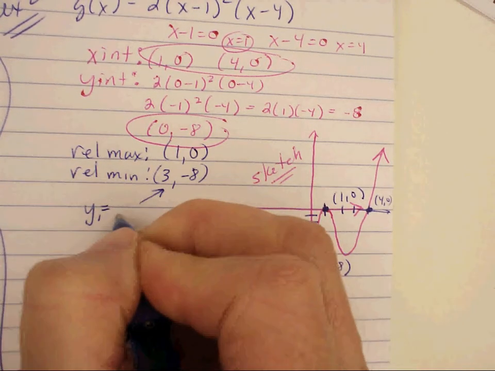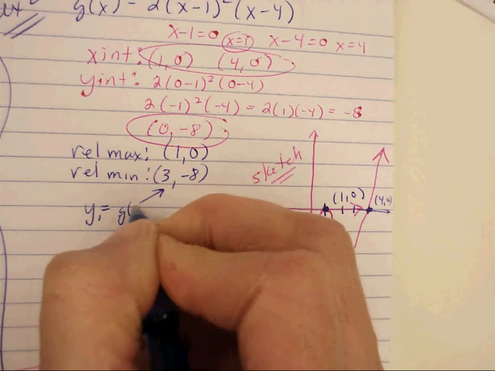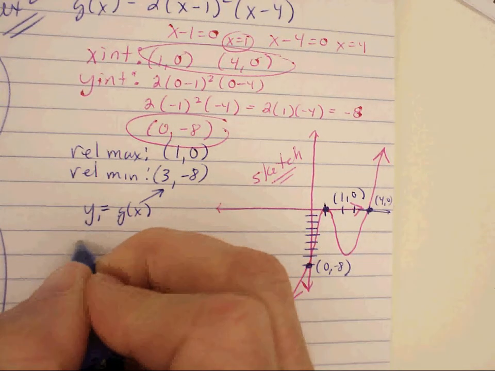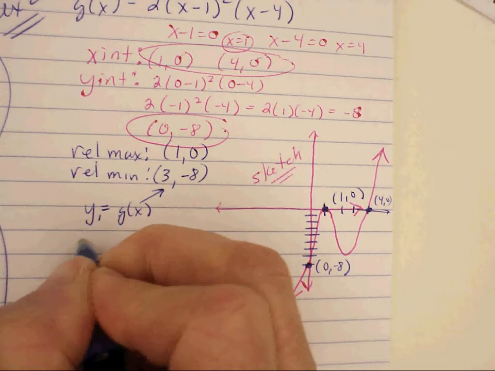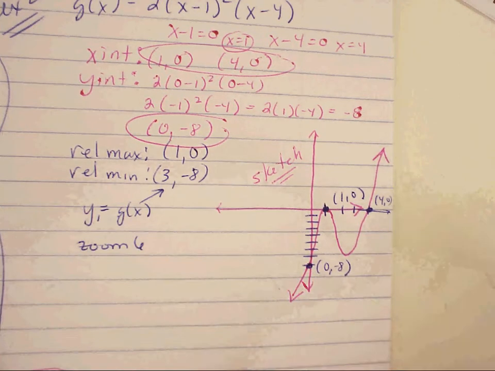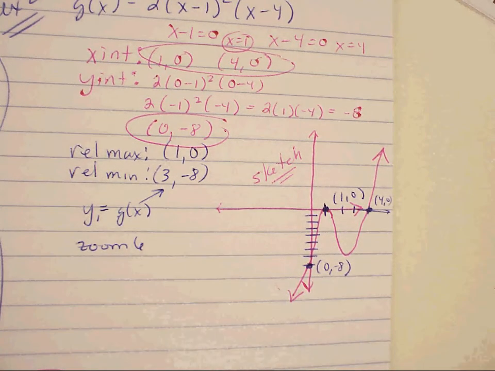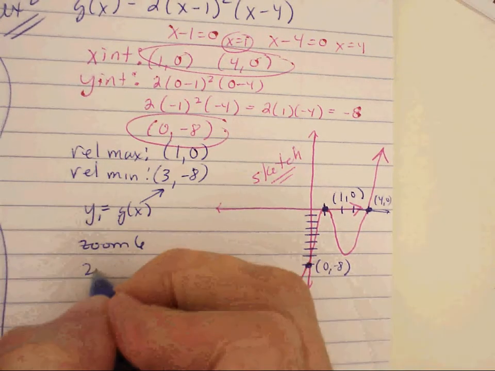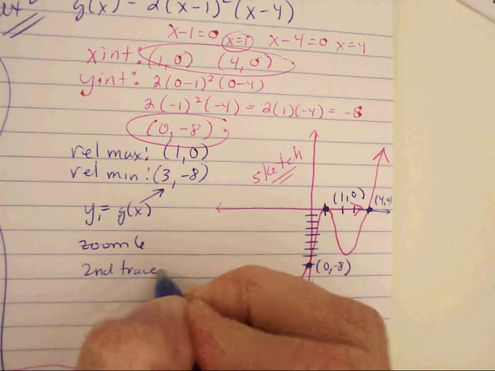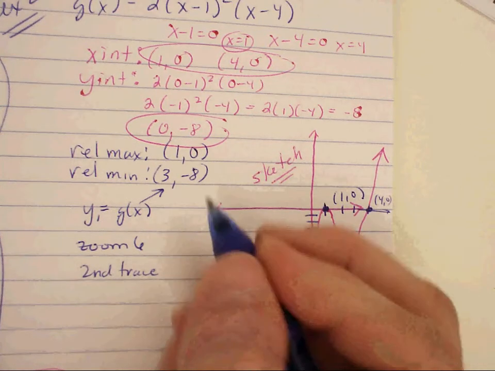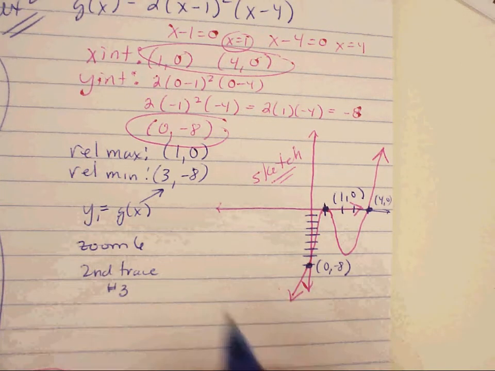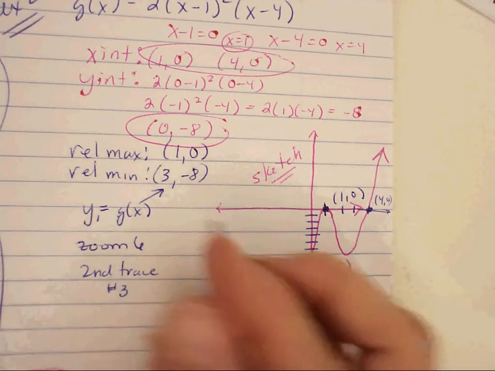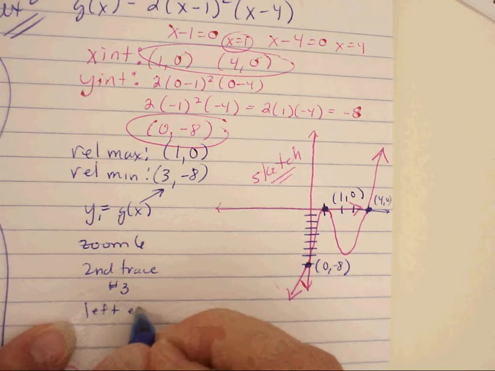Second trace, we want a minimum this time. So second trace, go to number 3, press enter. You want to be just left of the minimum, press enter. Then it asks you in the text message, are you right of it? No, I have to hit the right arrow key till I'm right of the minimum, press enter. Yes, I'm ready to guess. It is at 3, -8.